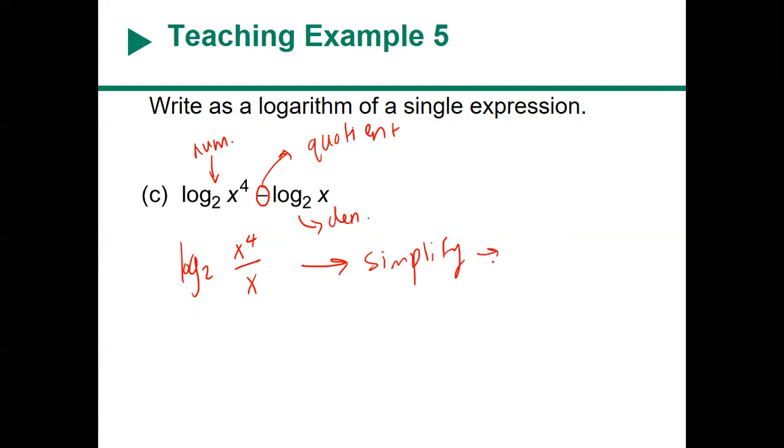So when I simplify, what am I going to end up with? What do you do with the powers when dividing? Subtract. So 4 minus 1 is? So my answer becomes log base 2 of x to the 3rd. So we use the quotient, then we simplify. Good?